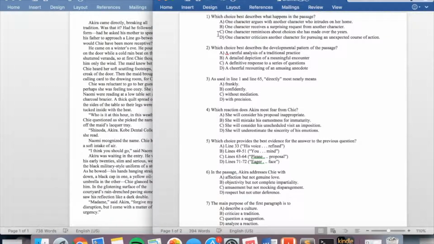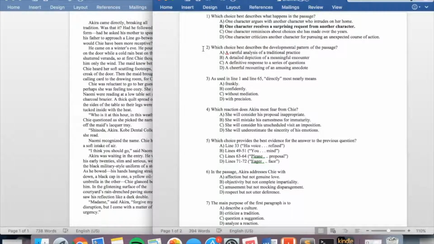C, one character reminisces about choices she has made over the years. That really doesn't happen. D, one character criticizes another character for pursuing an unexpected course of action. Now, this is one that kind of does happen in the passage. There is an unexpected course of action. Chi is certainly not expecting this request from Akira, and she is critical of it. However, again, the criticism itself is not the main event. So in this case, B is the correct answer. I'll highlight it here, or bold it.